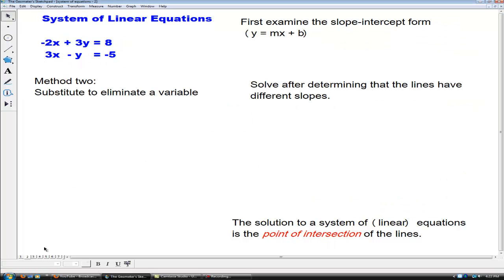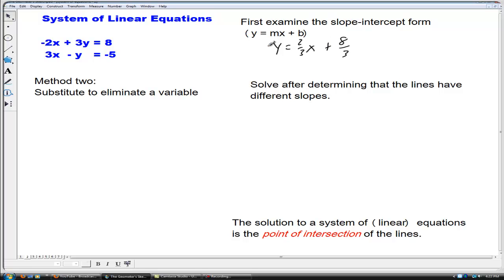Same problem. This time we're going to use a new method. So let's remember again that our slope-intercept forms were y equals 2/3 x plus 8/3. That's the slope-intercept form of equation 1. And equation 2 has the slope-intercept form of y equals 3x plus 5. This is a very good first step because we can immediately compare the slope or the steepness of the lines to determine if they will intersect. If they have different slopes, they will intersect.